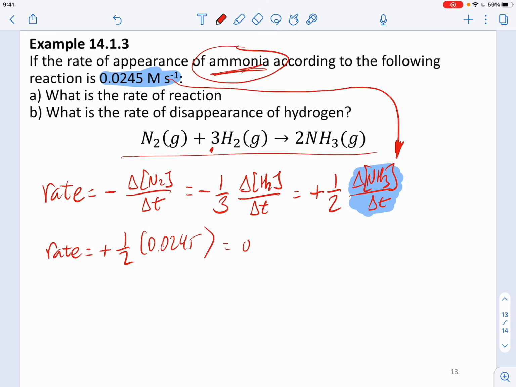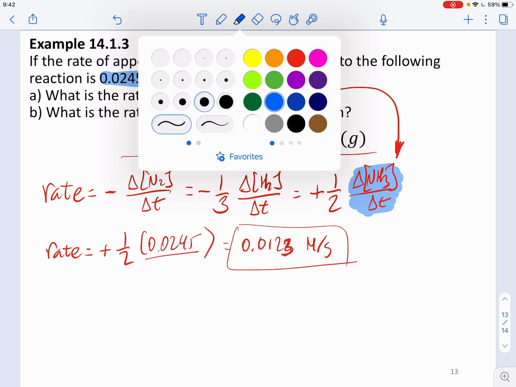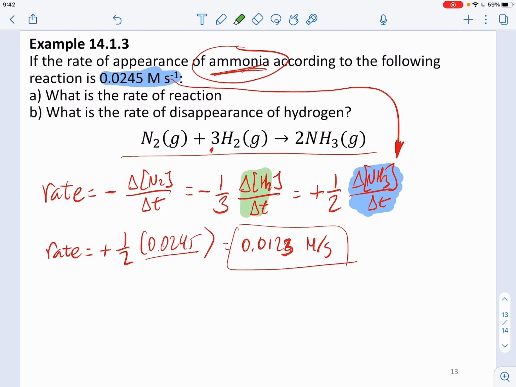And this is equal to 0.0225. I think we can cut it here on the 5. So that is the reaction rate. This is the rate of appearance of ammonia, but this is your reaction rate. Now the other question is, what is the rate of hydrogen? So what we are asking is, what is this term here by itself?